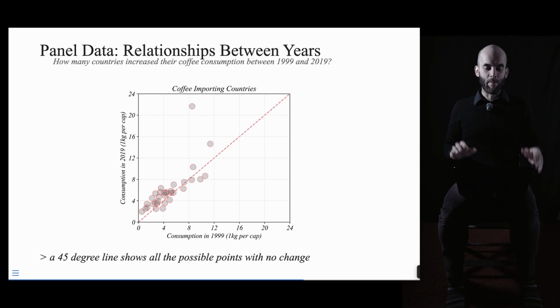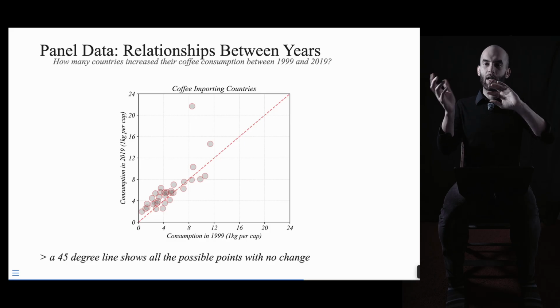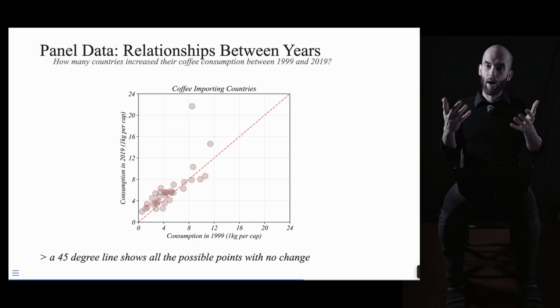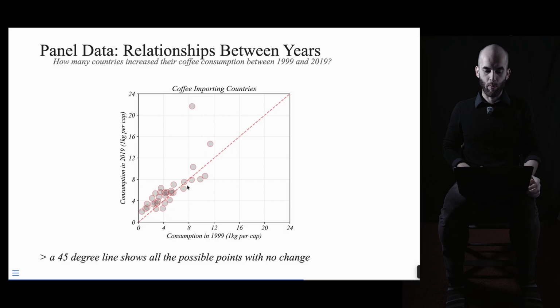Okay, so if I'm interested in thinking about increases or decreases, I can set up a line that represents every pairing of coffee consumption per capita where we saw no change. So a 45 degree line shows every possible point with no change. So if we're consuming 8 kilograms per capita in 1999, then we're consuming 8 kilograms per capita in 2019.